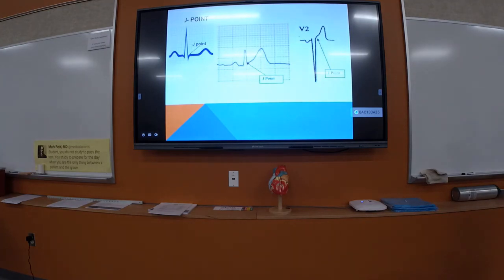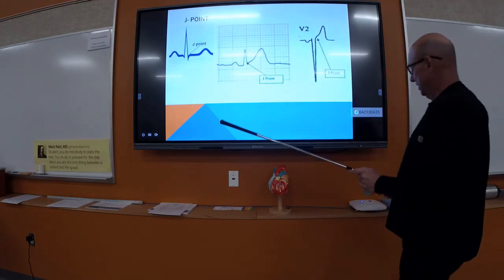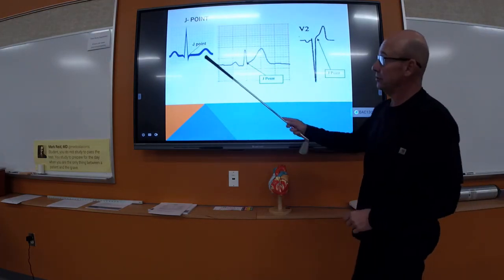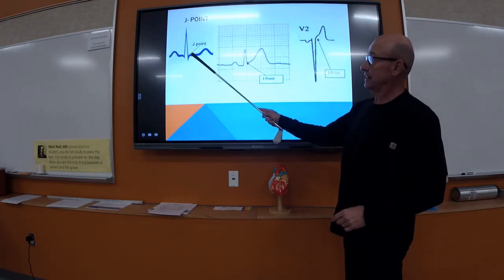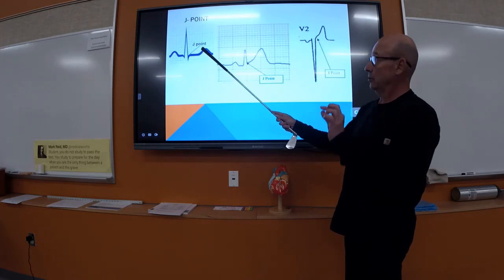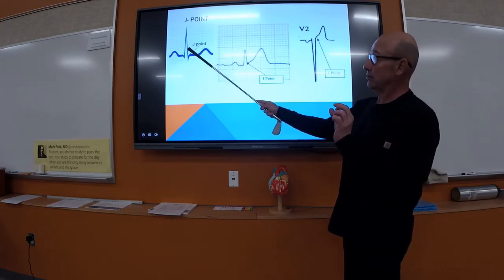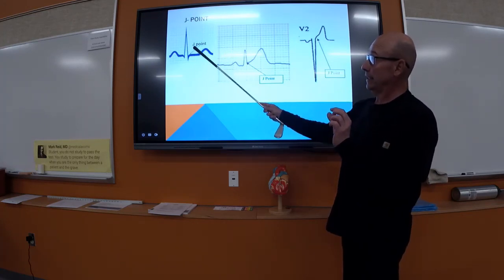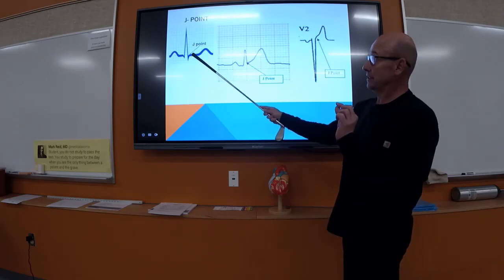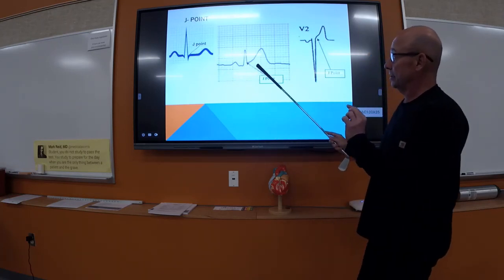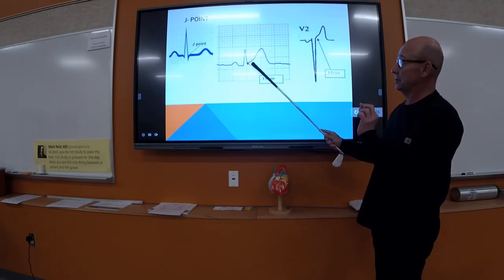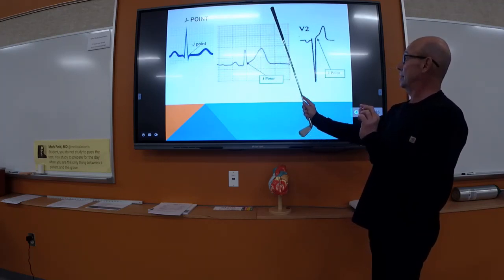And like promised, here's the J point. This part right here is the ST segment, and the J point is the beginning, where the QRS wave ends, at this point right here. And this J point and ST elevation will go straight up.